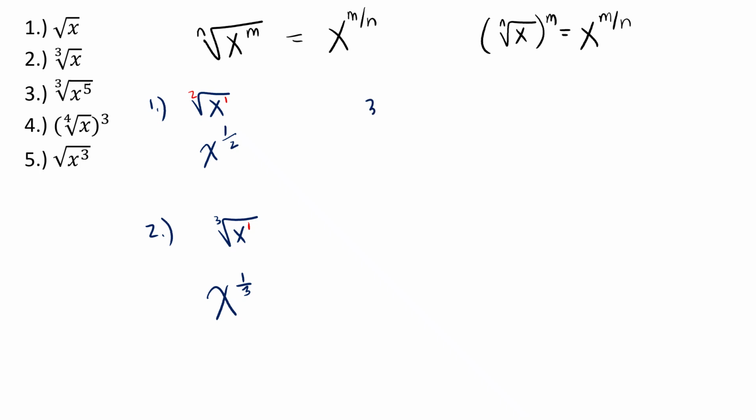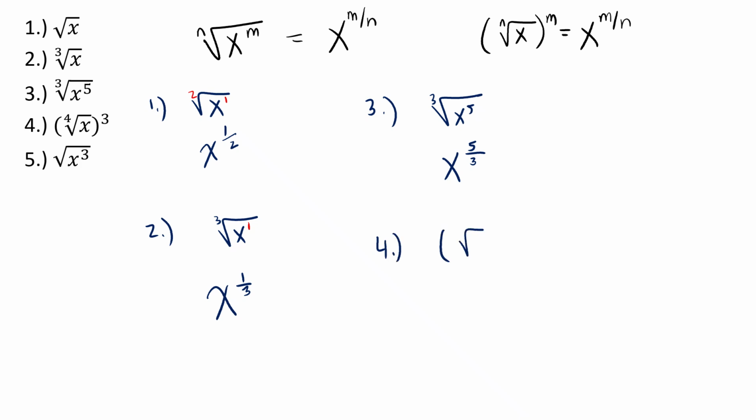Next one, we have the cube root of x to the 5th. And so once again, the index is going to go to the denominator, so that'll be the 3. And the exponent is the numerator, so that's the 5. And x to the 5/3. And last but not least, oh no, we have 2 more.